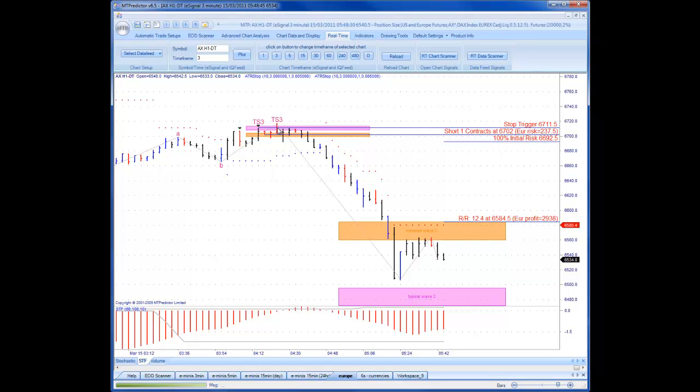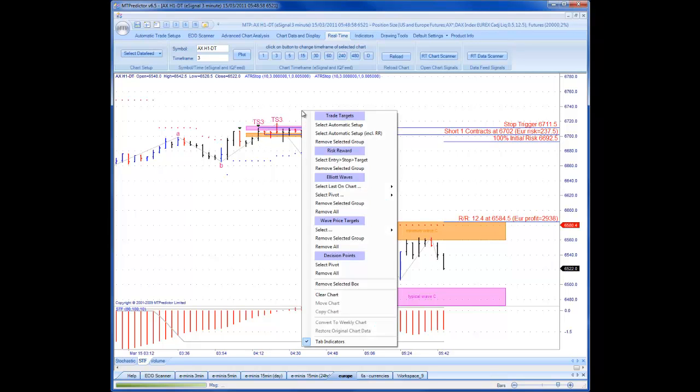Now what we mean by R are risk units. These are what we call risk units. So here we'd be risking 1 unit, so we'd be -1R, -2R. However, here's our next trade.